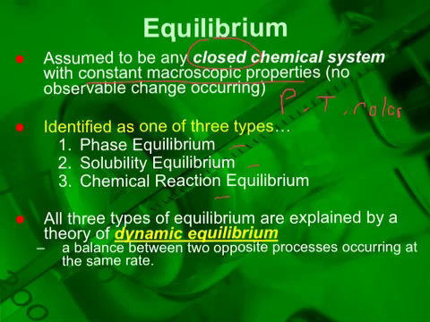All of these equilibriums are explained by a theory of dynamic equilibrium. The word dynamic means that it is always moving. That is, there is always a little bit of the forward reaction happening and a little bit of the reverse reaction happening. The key here is that those reactions happen at the same rate so that there is no overall net formation of products or reactants.